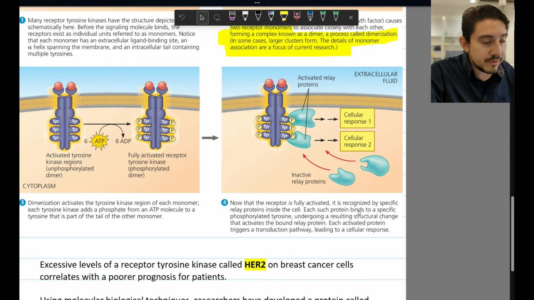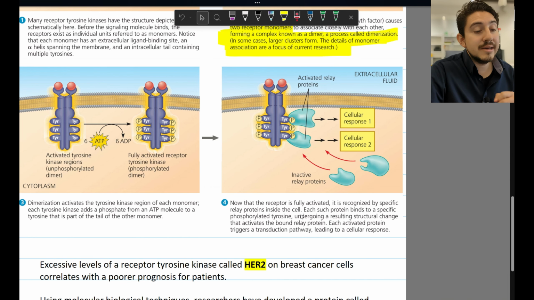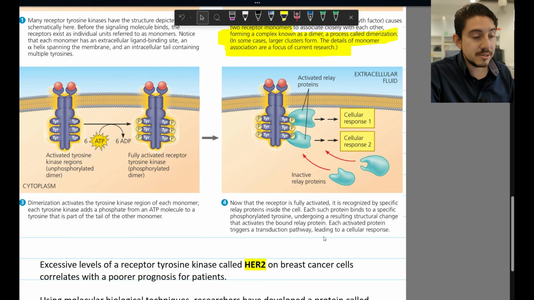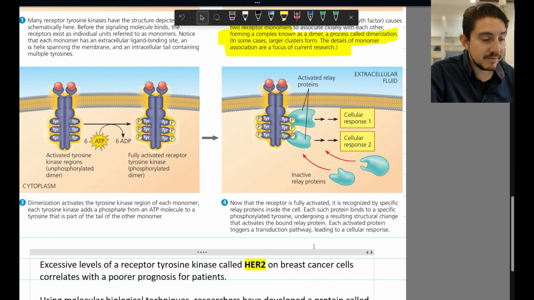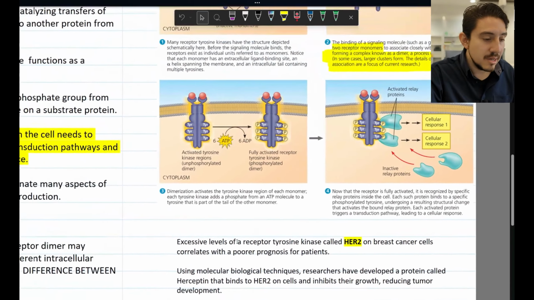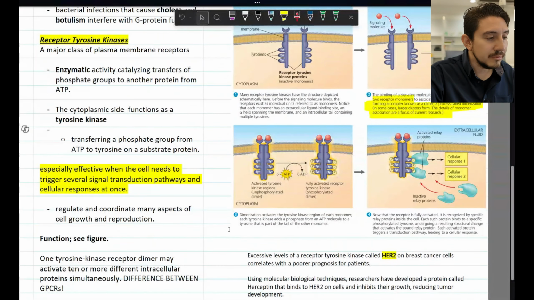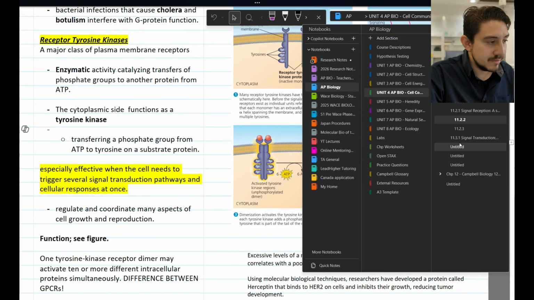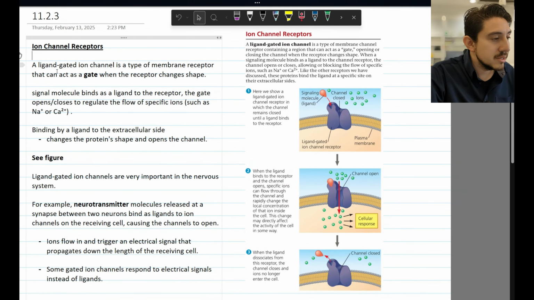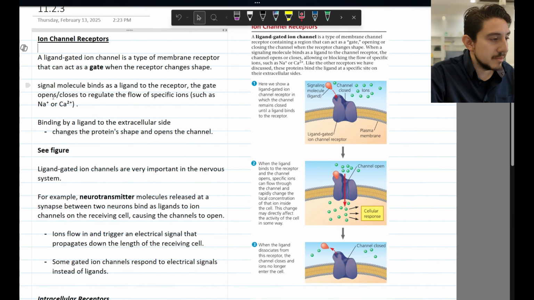Okay, so now that the receptor is fully activated, it is recognized by specific relay proteins inside the cell. Each such protein binds to a specific phosphorylated tyrosine, so it gets very specific, undergoing a resulting structural change that activates the bound relay protein, and then that protein will trigger a signal transduction pathway. Okay, so these are RTKs, receptor tyrosine kinases, and we have a third one, which is ion channel receptors.